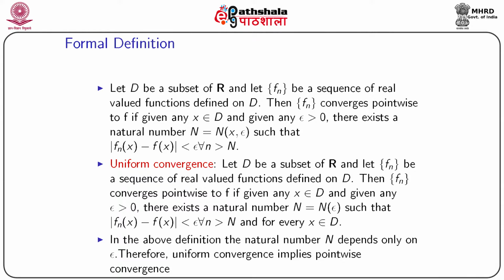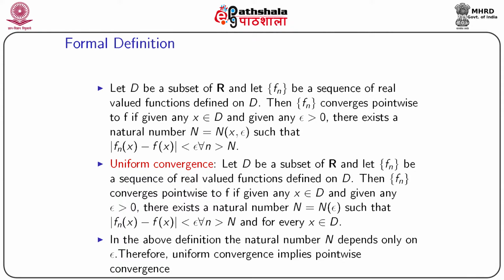Here also we can have a similar sort of situation, and that is called uniform convergence. So let D be a subset of R, keeping everything the same, and let Fn be a sequence of real valued functions defined on D. Then Fn converges uniformly to f if, given any epsilon greater than 0, there exists a natural number capital N which is a function of epsilon only, such that mod of Fn(x) minus f(x) is less than epsilon whenever n crosses capital N, and for every x belonging to D.